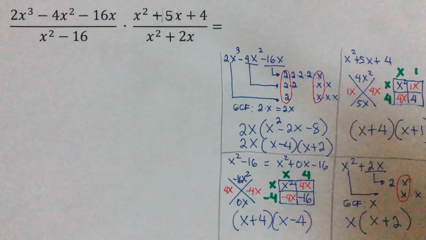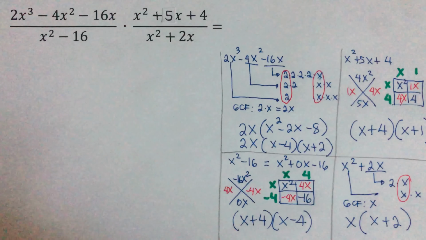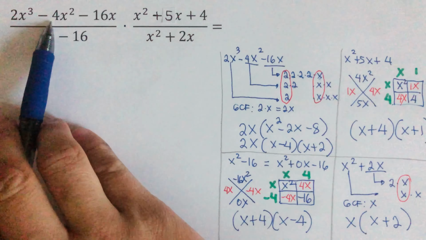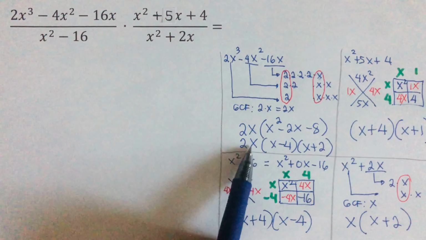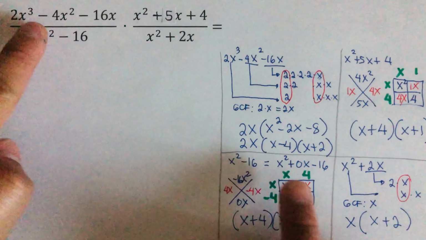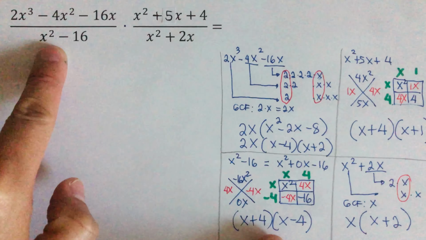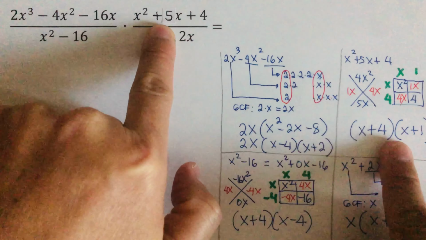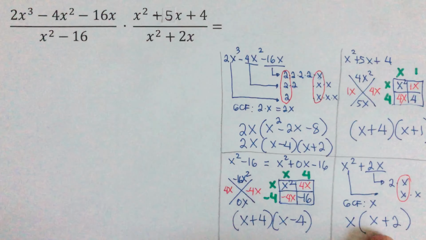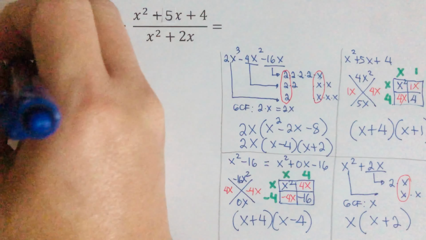Okay, so I have factored them out. So what I'm going to do is, instead of writing 2x cubed minus 4x squared minus 16x, I'm just going to write this one up here. So this is going to match up, and this one is going to match up with this. This will match up with this one, and this one is going to match up with this. So I'm just going to go ahead and write that up here.